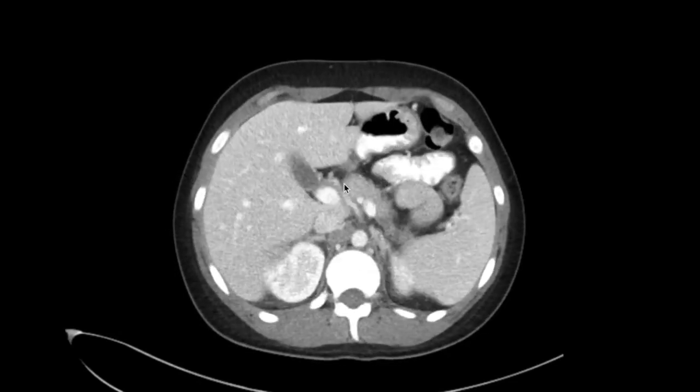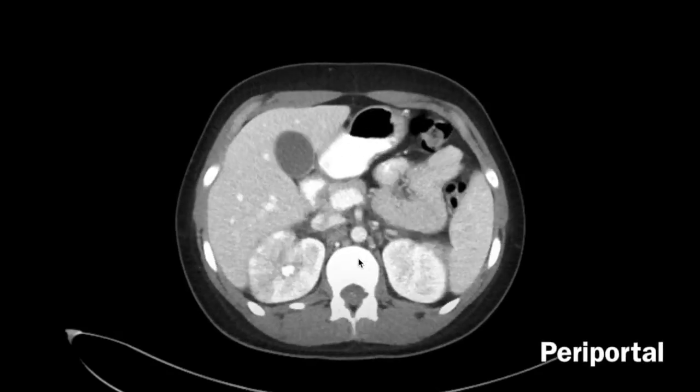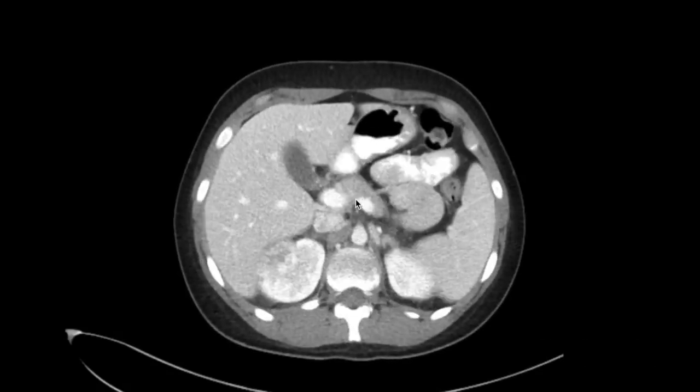Oftentimes people refer to nodes in the porta hepatis as either gastrohepatic nodes or specifically you can say periportal nodes is a colloquial way to refer to them. The node between the portal vein and the IVC here is a so-called portocaval node, but again it's all in the gastrohepatic ligament, so you could just refer to it as that.